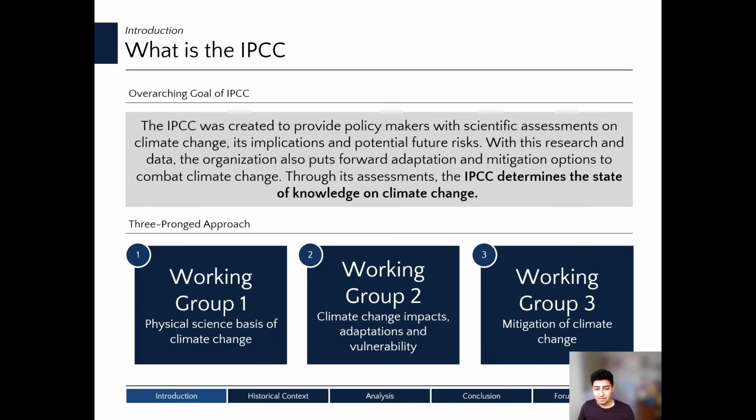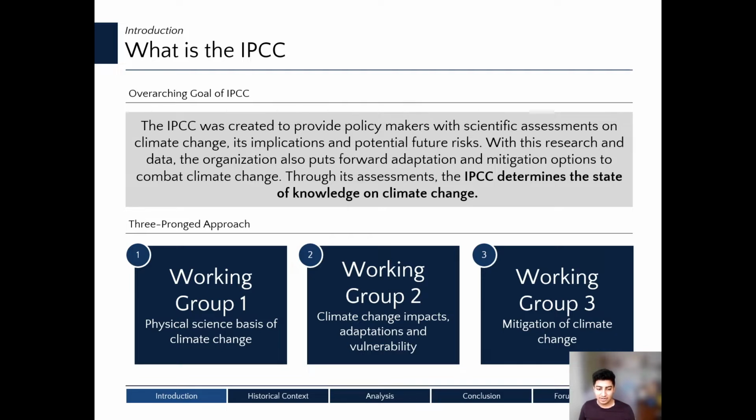So jumping right into it, we're going to talk a little bit more about what the IPCC is first. And the overall goal of the IPCC was that it was created to provide policymakers with scientific assessments on climate change, its implications, as well as potential future risks. And so with this research and data, the organization puts forward adaptation and mitigation policies in order to combat climate change and present policymakers with science and data behind potential implications from the increasing threat of global warming.